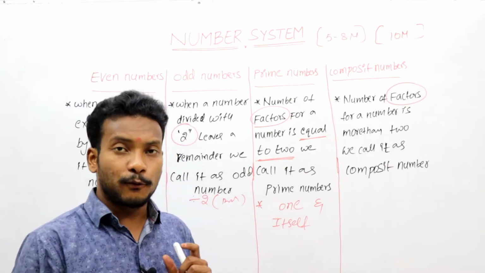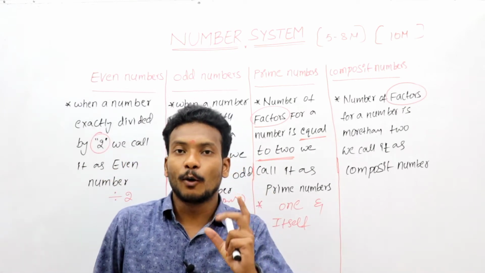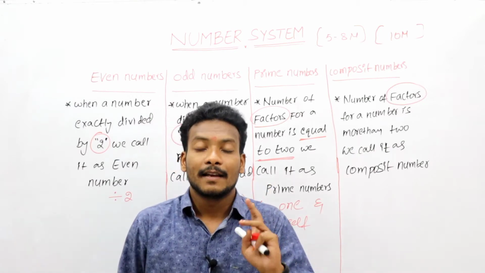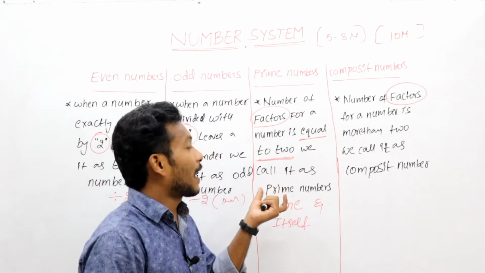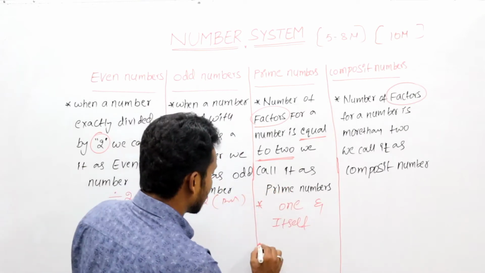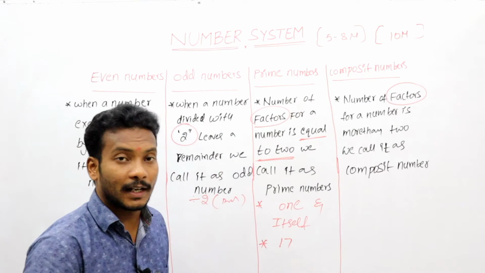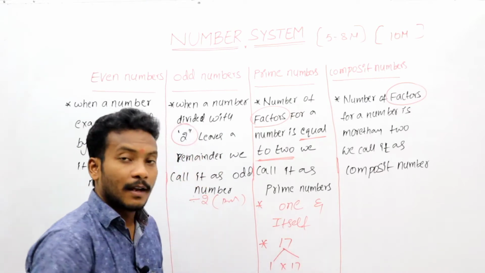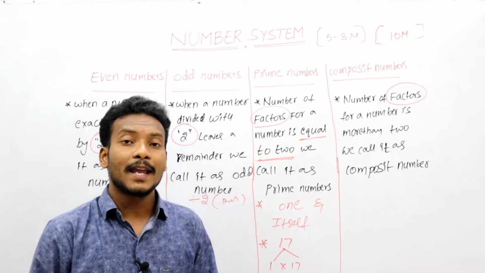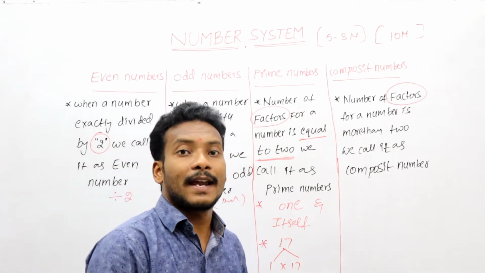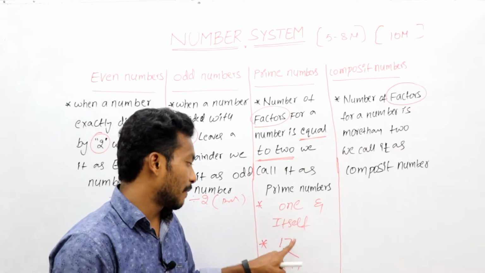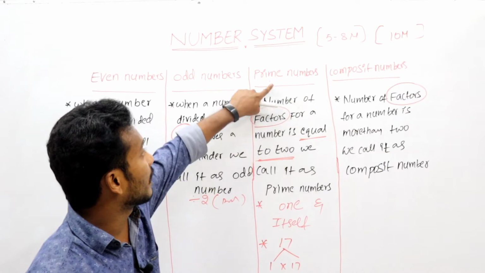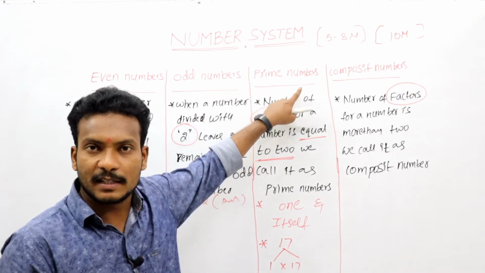We are taking 4, having factors 1, 2, 4. We cannot say that 4 is a prime number. Now taking the example 17: the factors of 17 are only 1 and 17, that is, 1 and the number itself. That's why the number of factors is 2, and that number is called a prime number.